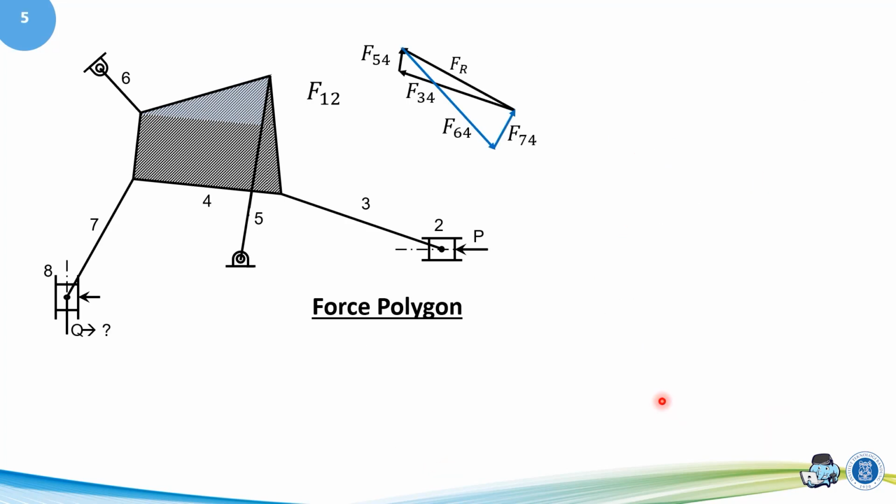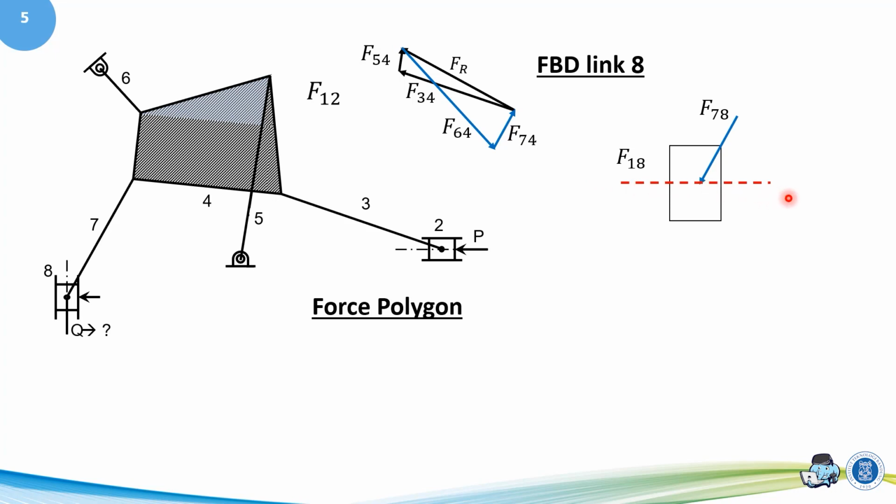After link number 4, we draw the free body diagram of link X. There is F7X, for which we know the magnitude and the direction, and then we have F1X. We only know its direction, and we have the force Q. Same, we also only have its direction.